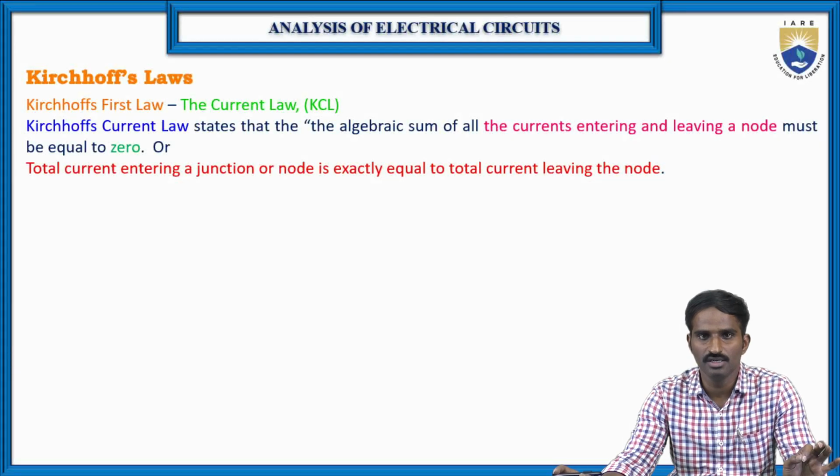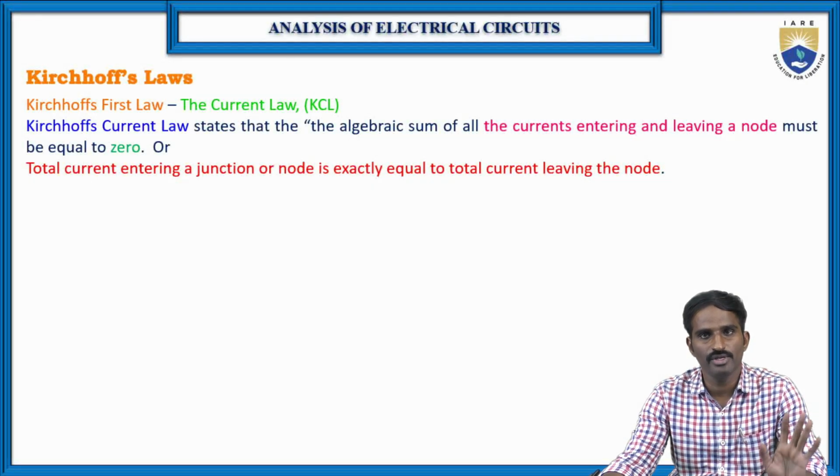Okay, so it states that the algebraic sum of the currents entering and leaving at a node is equal to 0. Or in other words, the sum of the currents entering towards the node is equal to the sum of the currents leaving from the node. So these are the statements according to Kirchhoff's current law.